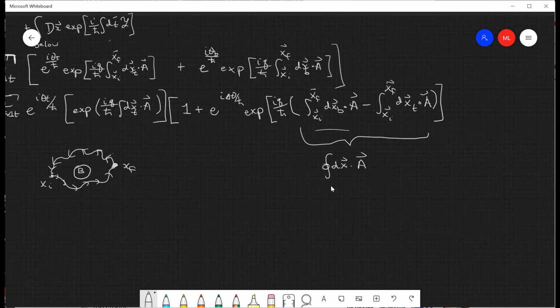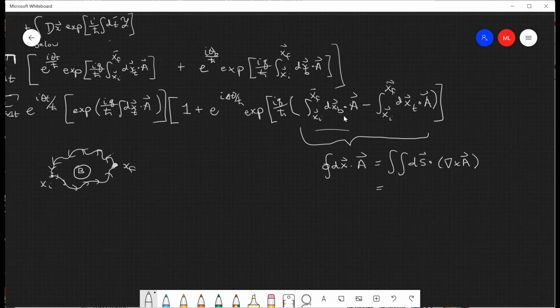And now you will have to remember your curl theorem, which says that a loop integral, like Ampere's law, of this vector is the same as the surface integral over the area that loop encloses, dotted into the curl of A. It's just the curl theorem from vector calculus.